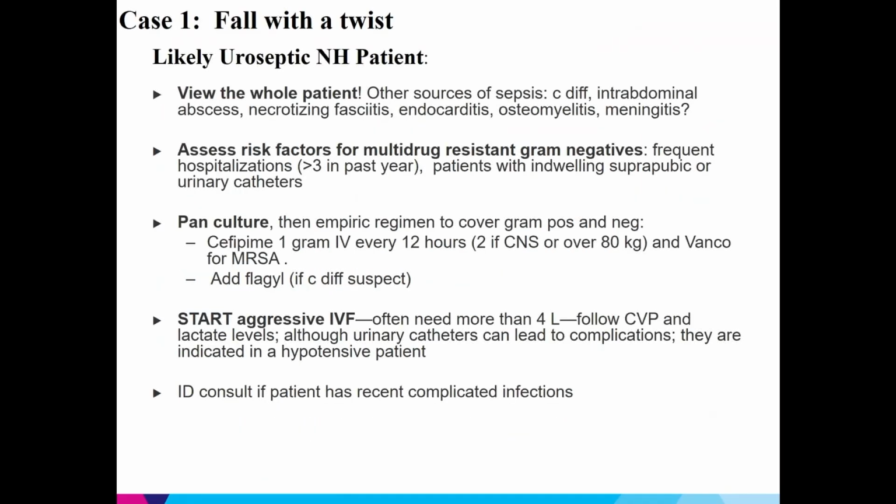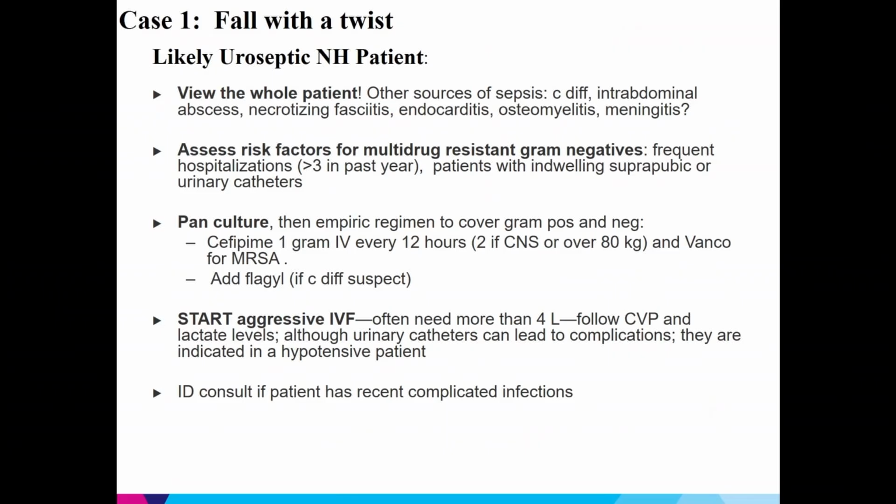This is likely a uroseptic nursing home patient, and our goal is to view the whole patient and consider other sources of sepsis, including C. diff, an intra-abdominal abscess, necrotizing fasciitis, and endocarditis or osteomyelitis. As the patient is coming from a post-acute care facility, you want to also assess the risk factors for multi-drug resistant organisms, especially for a patient who's had recurrent hospitalizations or has any indwelling catheters.